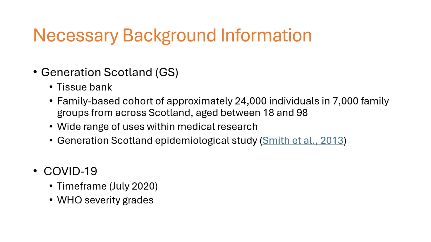pandemic. And then something to understand about it was the WHO severity grades. They went 1 through 6, and each grade represented a different severity of the virus.